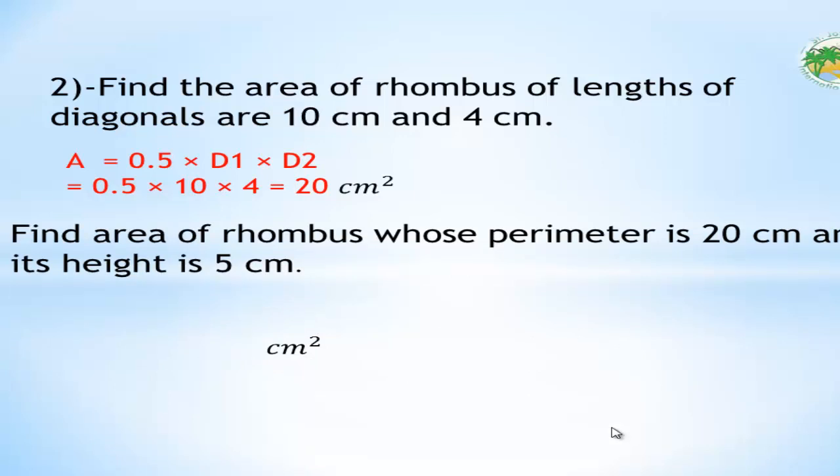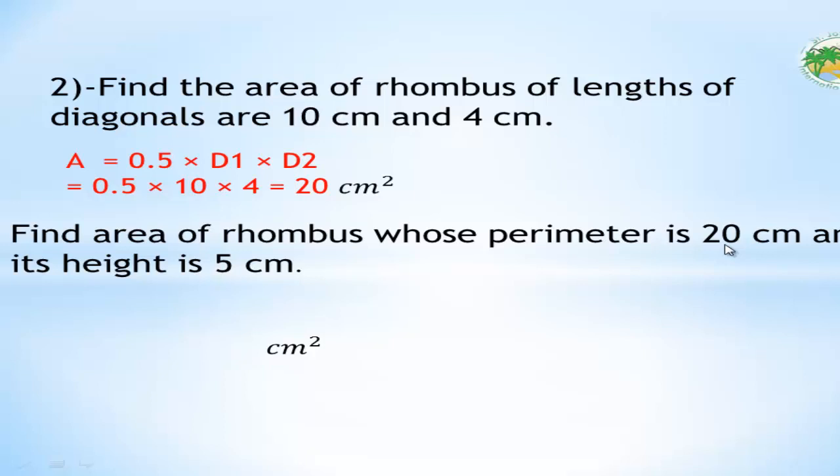Now find the area of rhombus whose perimeter is 20 centimeter and its height 5 centimeter. It's a very important question and very easy. We can find the area of a square and the area of rhombus by knowing the perimeter. You should find the side length. So 20 divide 4 to find the side length, which is 5. Then if we have the side length and height we can find the area of rhombus. The area of rhombus equals side length time height.